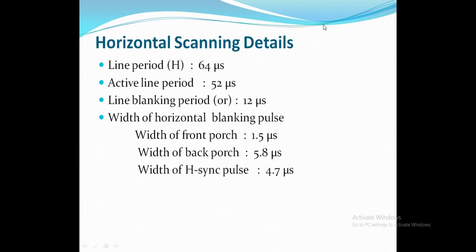Coming to horizontal scanning, the H-sync or line period H is 64 microseconds. In that, the active line period, that is the tracing period, is 54 microseconds. The line blanking period or retrace period is 12 microseconds. The width of the horizontal blanking pulse, that is the front porch width, is 1.5 microseconds. The back porch width is 5.8 microseconds. The width of the H-sync pulse is 4.7 microseconds.